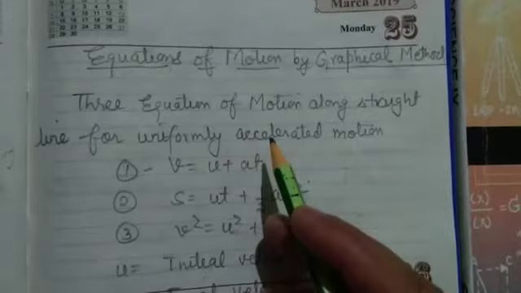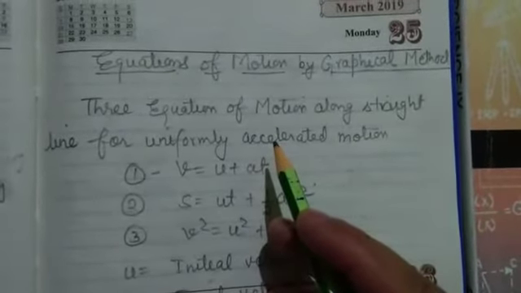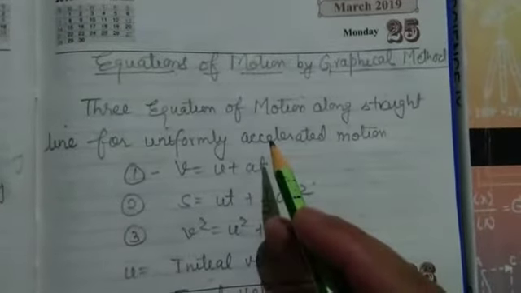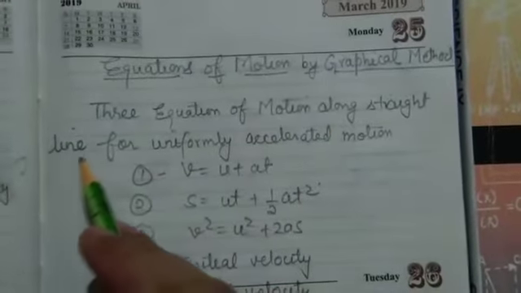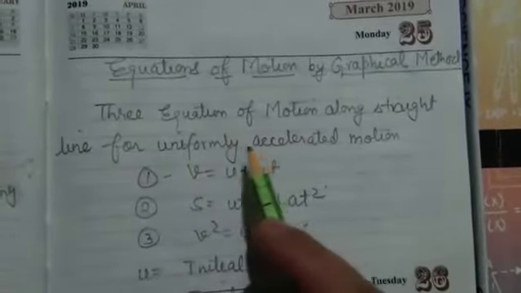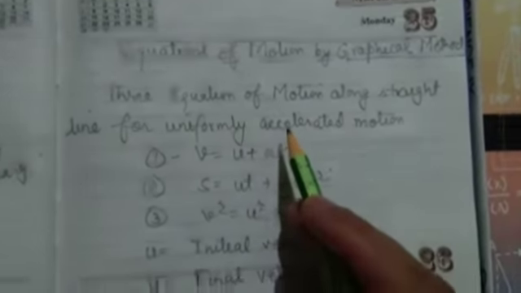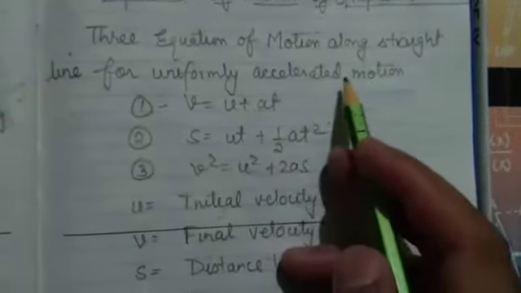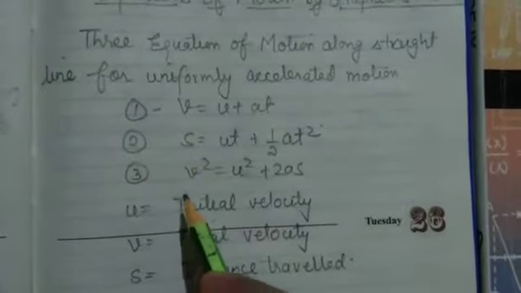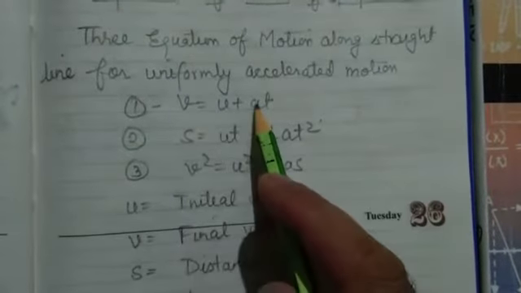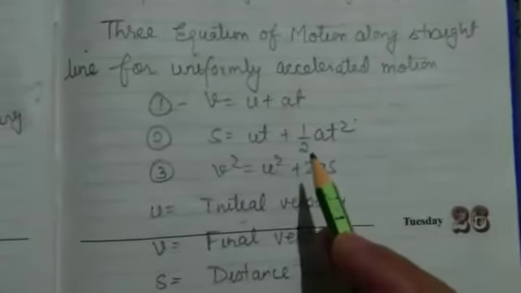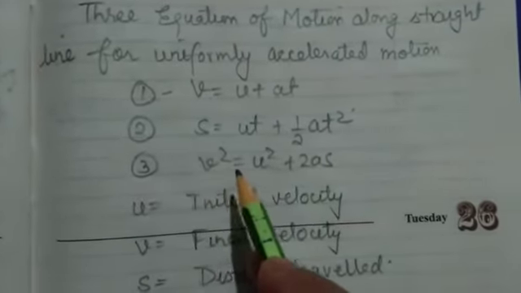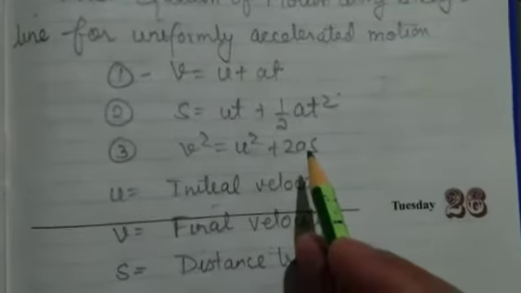The example is, suppose you are dropping a ball from your hand, then the ball is falling downwards, so it is moving in a straight line and it is accelerated as well because gravity is pulling it. Now the equations are three. First is V is equal to U plus AT, S is equal to UT plus half AT square, V square is equal to U square plus 2AS.